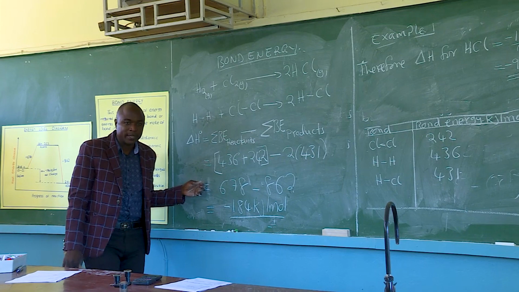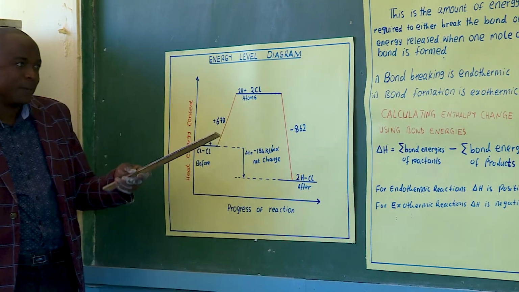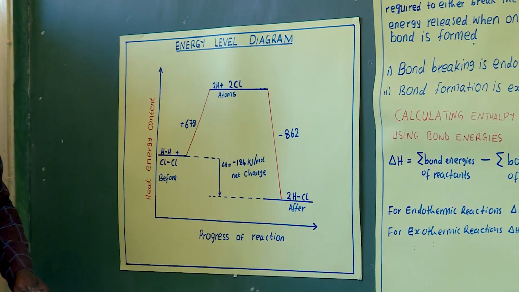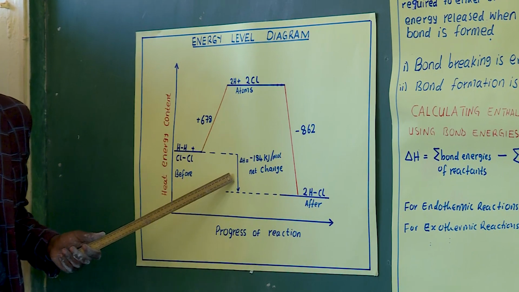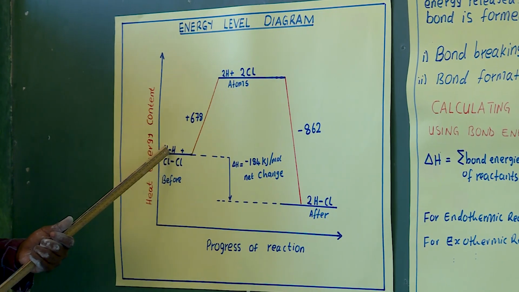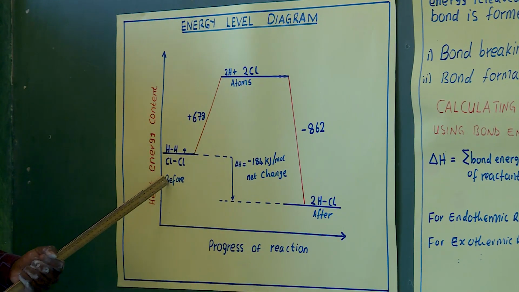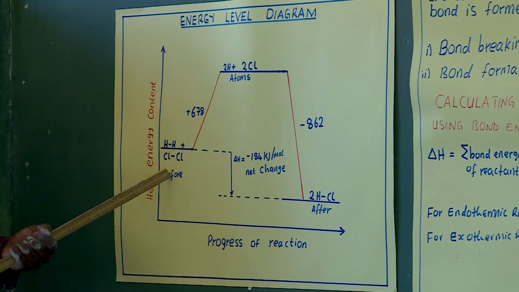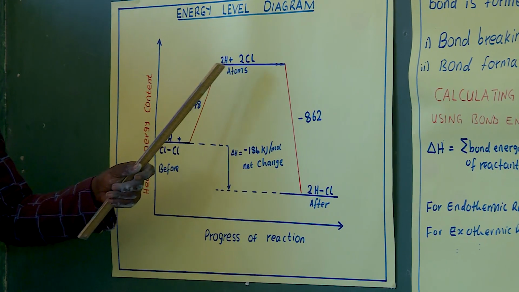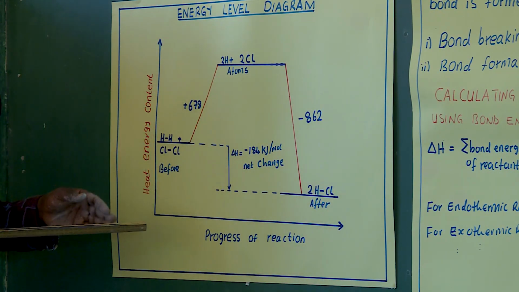For this energy level diagram we can refer to the chart that we have here. That information that we have calculated there, we have found delta H to be negative 184. We can present it in this form here. First of all, we have the hydrogen to hydrogen bond to be broken. We also have the chlorine to chlorine bond. So this is before the reaction. Then, when we break these bonds, we are going to have 2 atoms of hydrogen and 2 atoms of chlorine. So, how much energy do we take in?